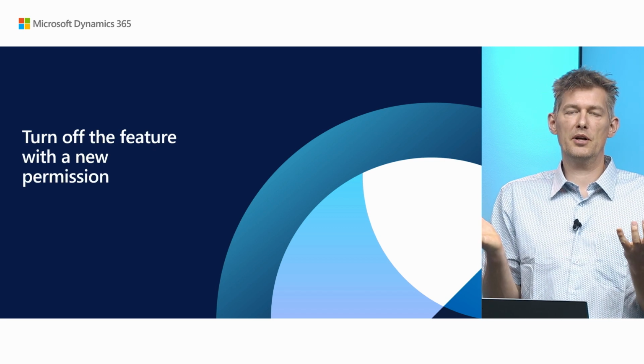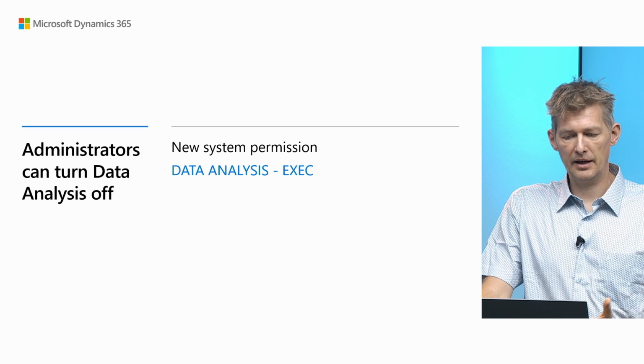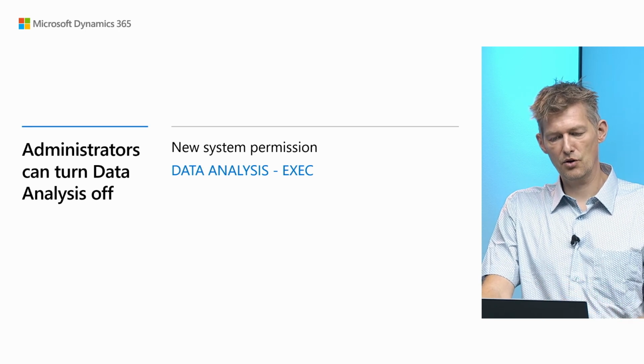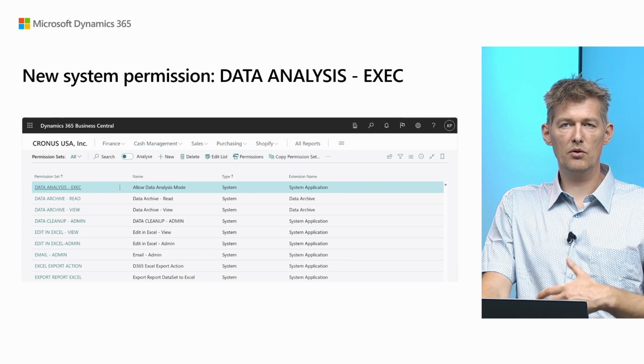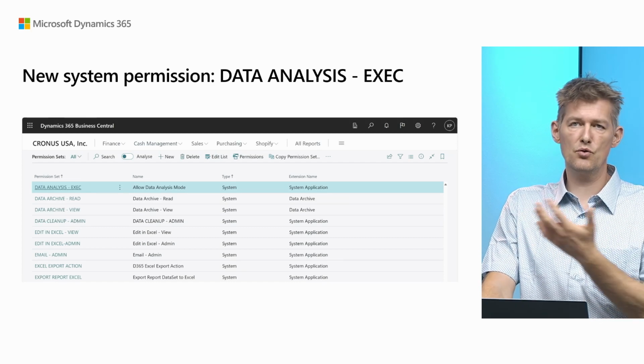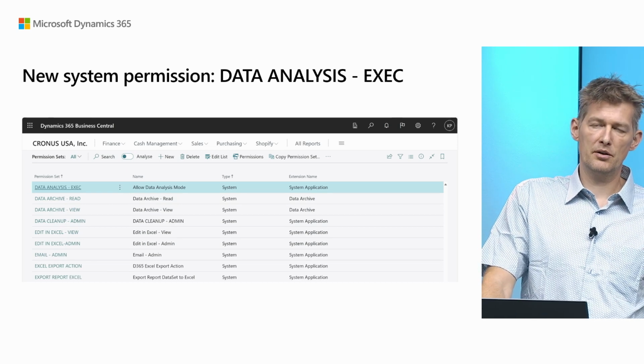The final feature we added is the ability to turn off. Like, why would you want to do that with such a wonderful feature? Well, some customers don't want all their employees to have the open in Excel feature. Similarly, they don't want this just easy to analyze and copy all the data out. So we added a new system permission called Data Analysis Exec, or Execute. And with this new permission set, if you have this, you're allowed to do data analysis on everything where you have permission on the object.